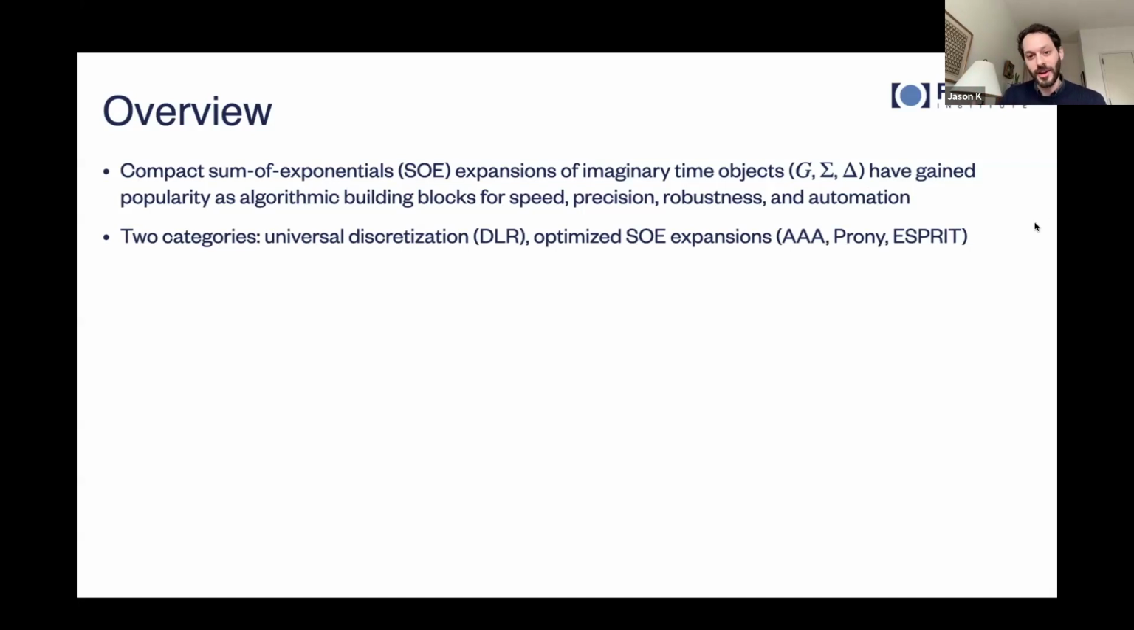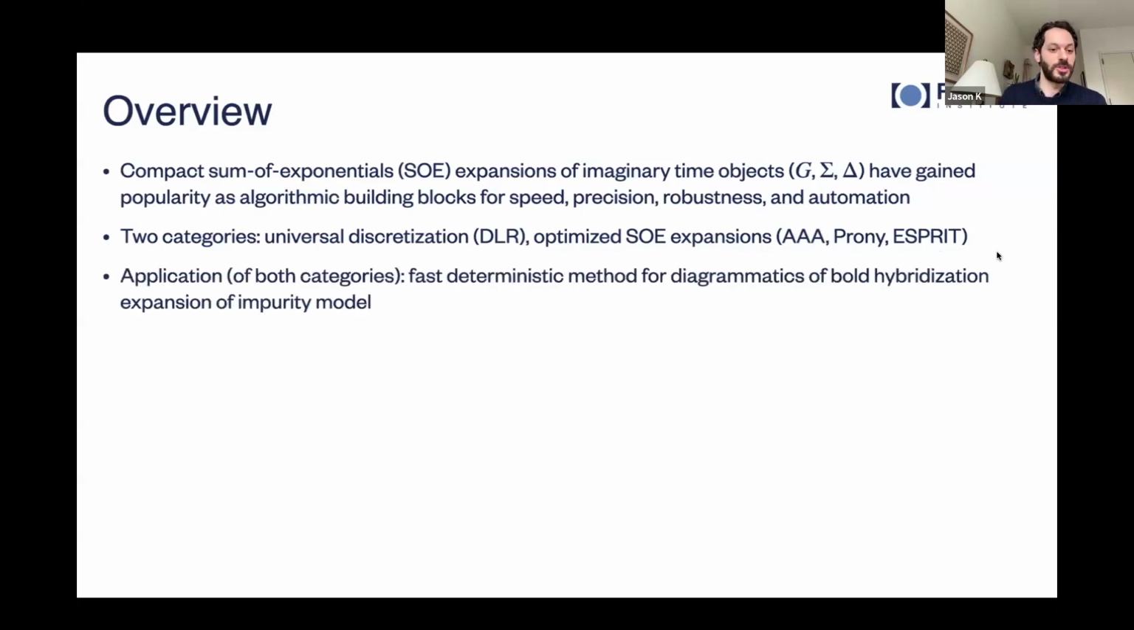And then there's another category of algorithms where your goal, for a given function, is to come up with the most compact possible sum of exponentials expansion. There have been some algorithms from the applied math community which have made their way over here: AAA, Prony's method, ESPRIT, which can do that for you. And I'll talk a little bit about AAA.